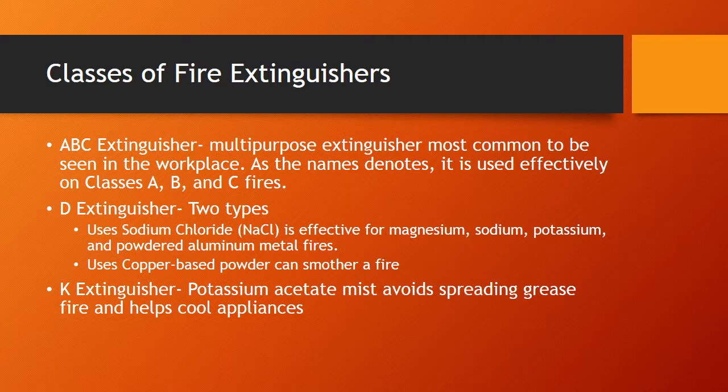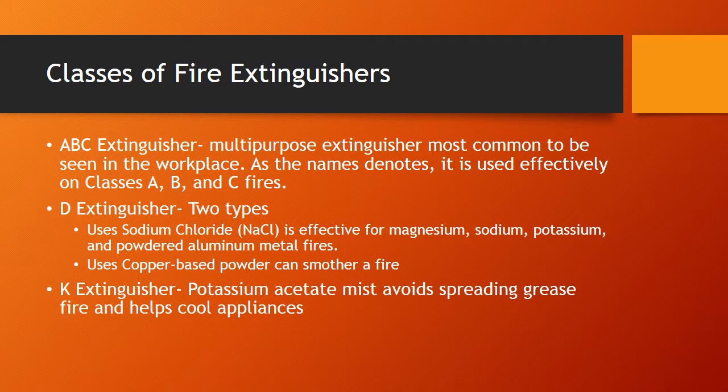The next type of fire extinguisher is your Class D extinguisher. Again, with the name, it's for Class D fires. But with Class D, there are two different types of extinguishers. The first extinguisher uses a sodium chloride base and is effective for magnesium, sodium, potassium, and powdered aluminum metal fires. The second type of Class D extinguisher uses a copper-based powder, and it uses it to smother the fire.